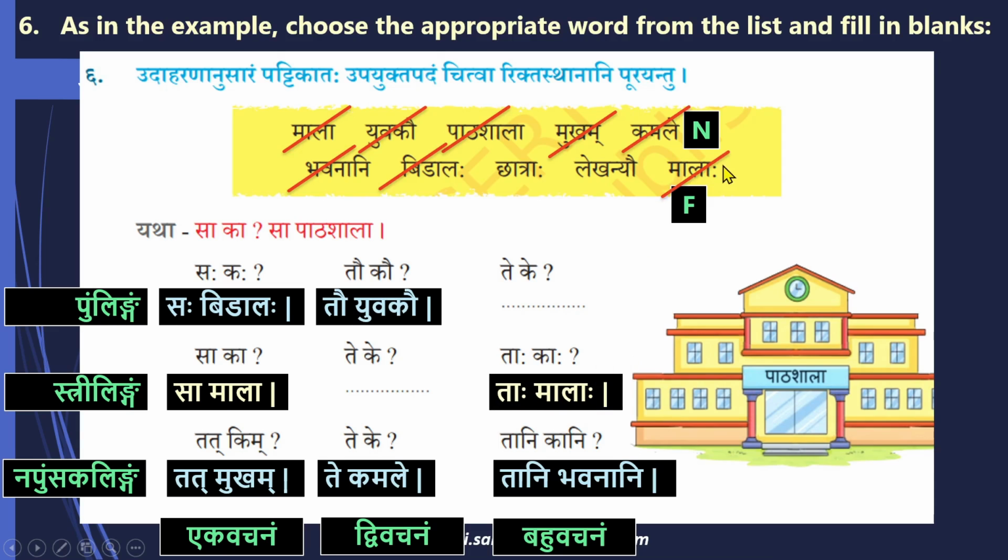So we strike off this one also. So we have only 2 entries. Pullingam, Bahuvachanam and Strilingam Dvivachanam. So we have to identify which of these is Bahuvachanam and which of these is Dvivachanam.